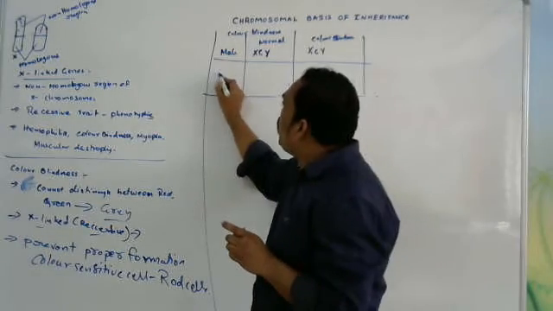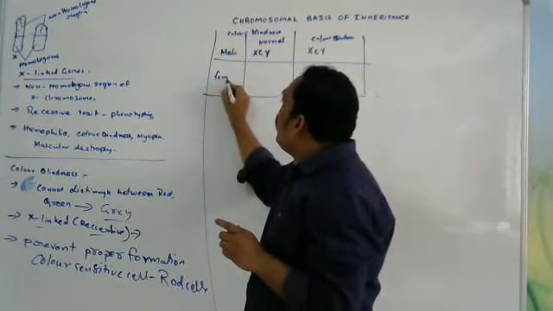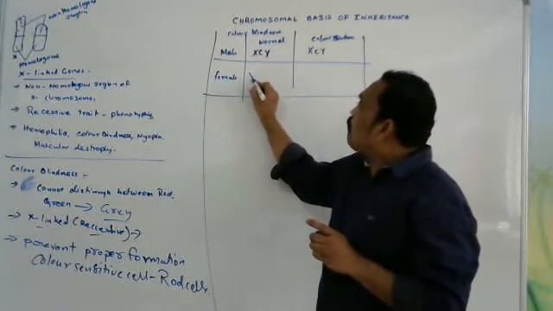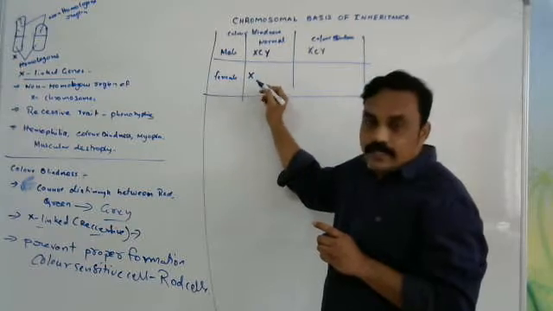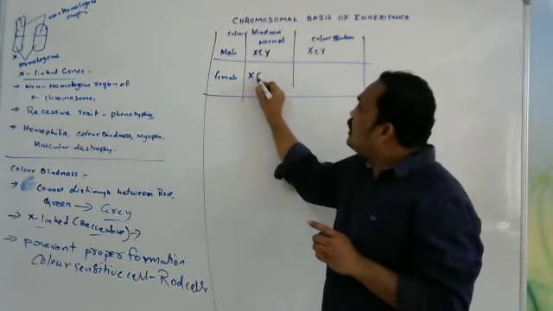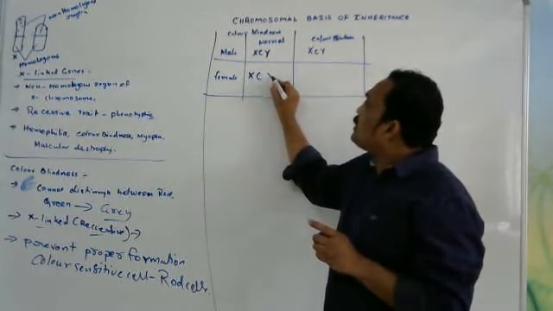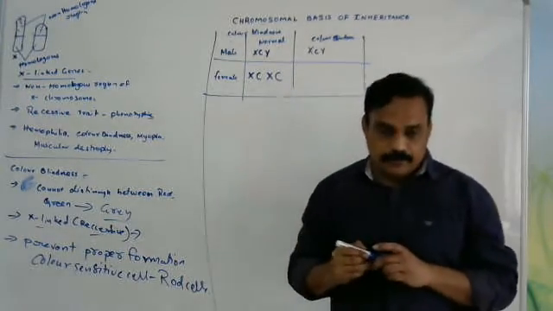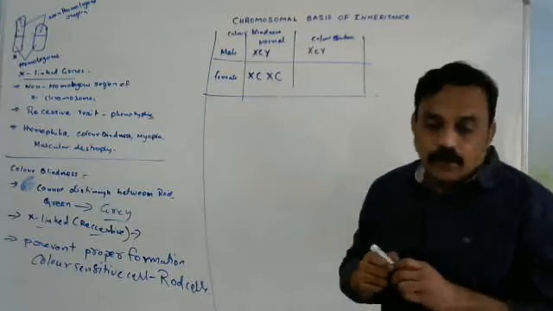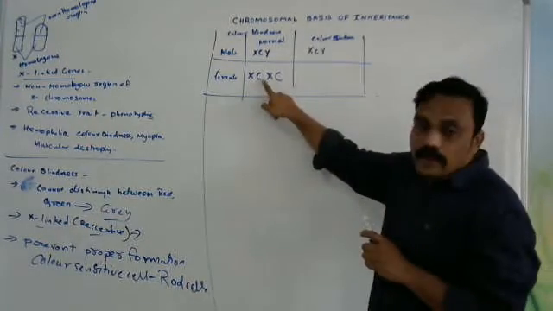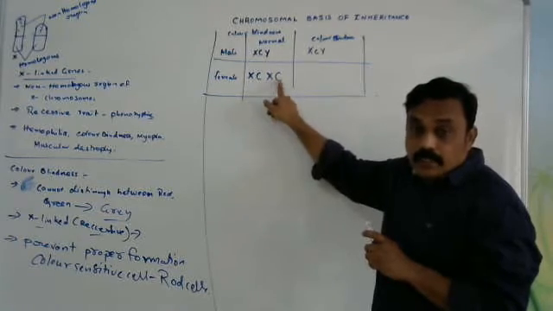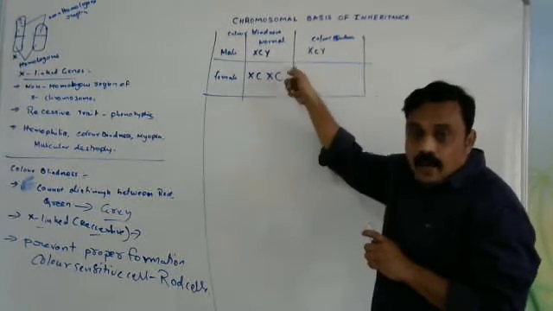So, what about females? In a normal female, the genotype is XX, X capital C and X capital C. This is normal vision. C is color; this gene is the cause of color. So capital C is the dominant character. This is in normal women.